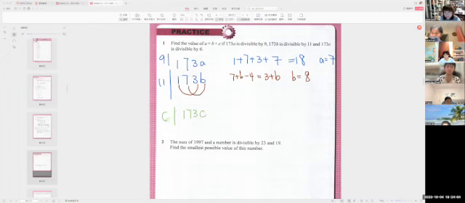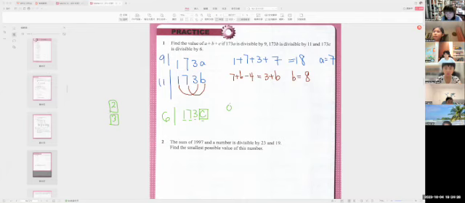Okay, last but not least, 173c is divisible by 6. Okay, so Chapter, what is the divisibility rule of 6? I forgot. So 6 means divisible by both 2 and 3. When it's 2, that means c must be an even number. And for 3, that means all these digits added together must be divisible by 3.